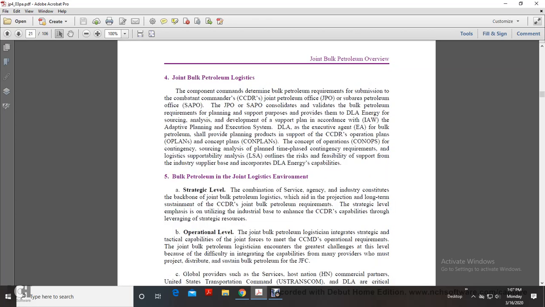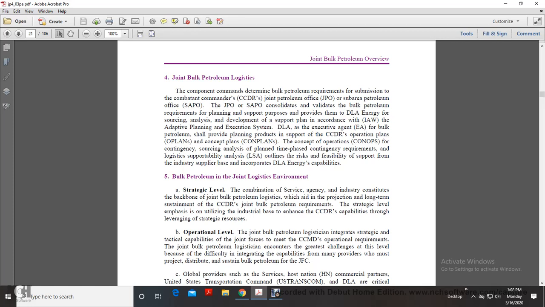The combatant commander determined the bulk petroleum requirements of the mission for the combat commanders. The Joint Petroleum Office and Sub-Area Petroleum Office consolidated and validated the bulk petroleum requirements, planning and support, and provided them to the Department of Defense Defense Logistics Agency Energy for sourcing analysis for the development and support in accordance with the Adaptive Planning and Execution System. The Defense Logistics Agency, Executive Agent for Bulk Petroleum, shall provide the planning products and support to the combat commanders with the operation plans, OPLANs, and concept plans.